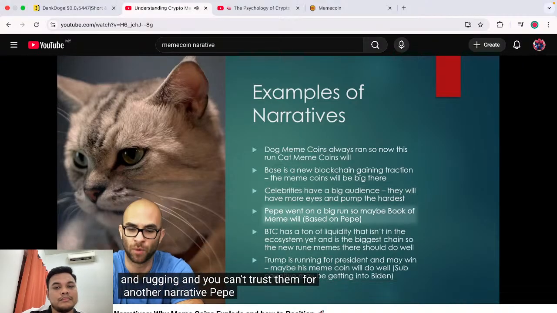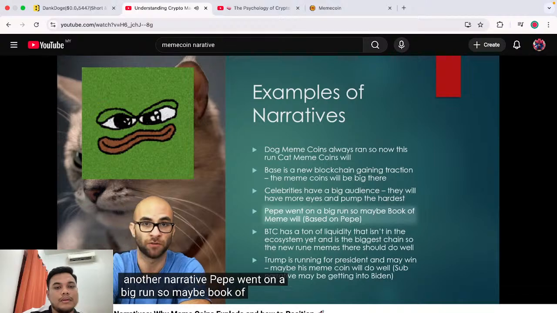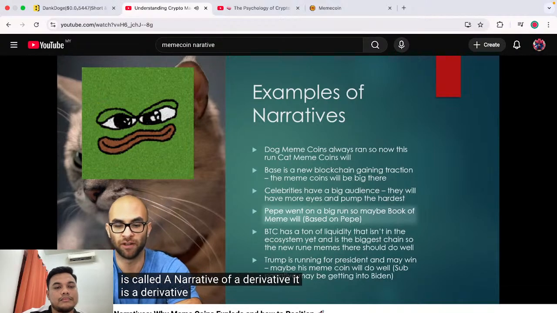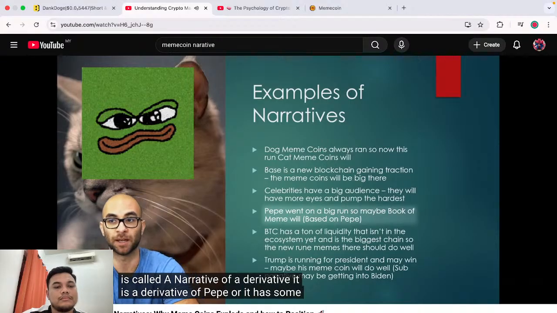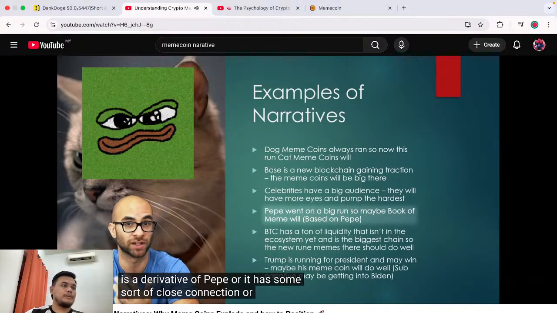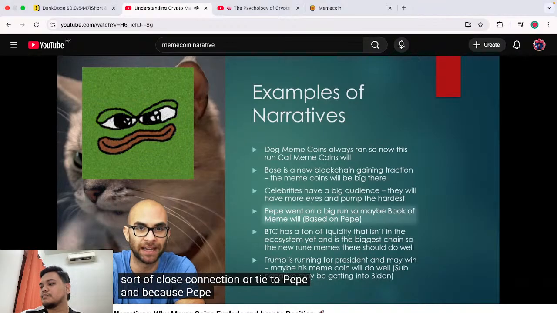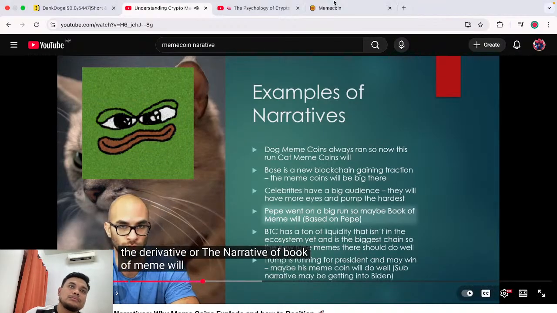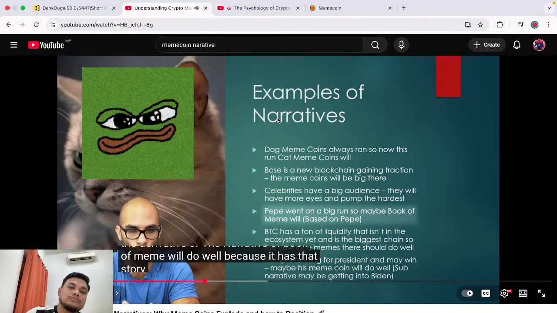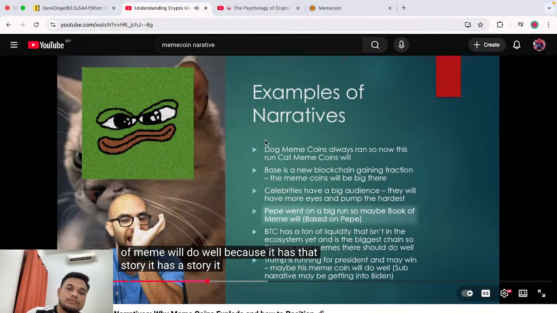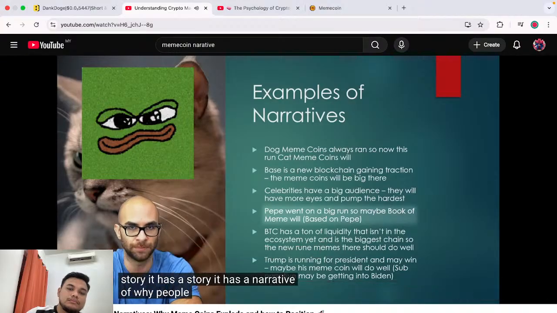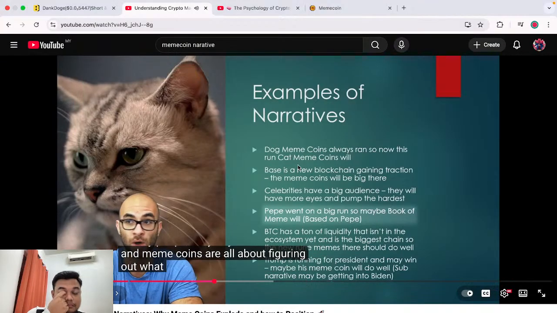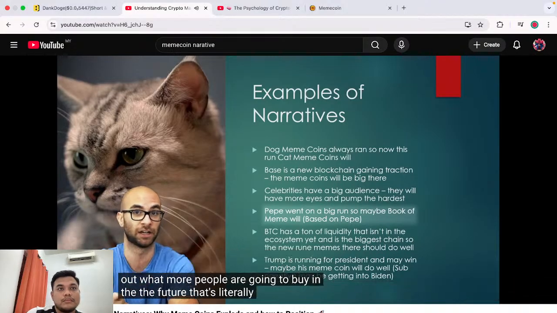Another narrative. Pepe went on a big run, so maybe Book of Meme will. This is called a narrative of a derivative. It is a derivative of Pepe, or it has some sort of close connection or tie to Pepe. Because Pepe did really well, maybe Book of Meme will do well because it has a story, a narrative of why people may buy it in the future. And meme coins are all about figuring out what more people are going to buy in the future. That's literally how you make money.